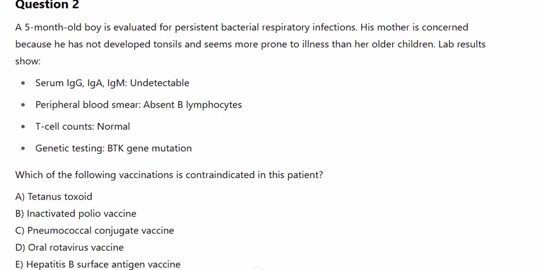A. Tetanus toxoid. B. Inactivated polio vaccine. C. Pneumococcal conjugate vaccine. D. Oral rotavirus vaccine. E. Hepatitis B surface antigen vaccine. Correct answer: D. Oral rotavirus vaccine.